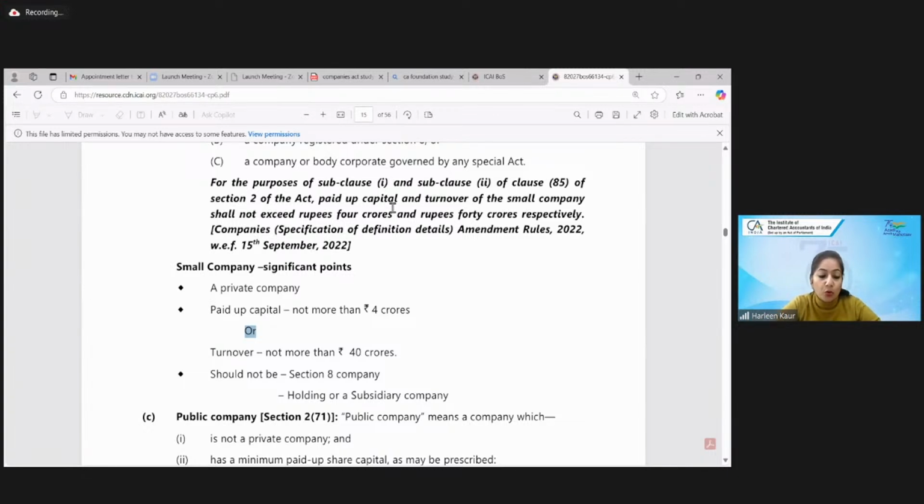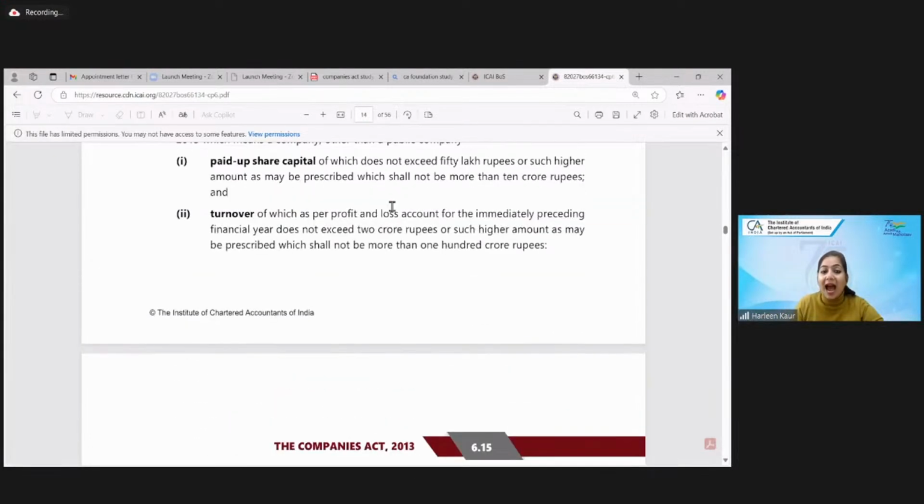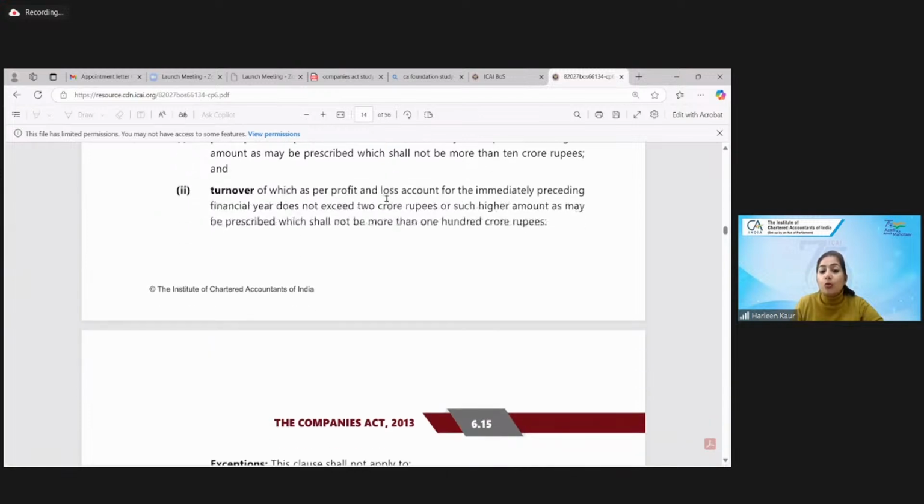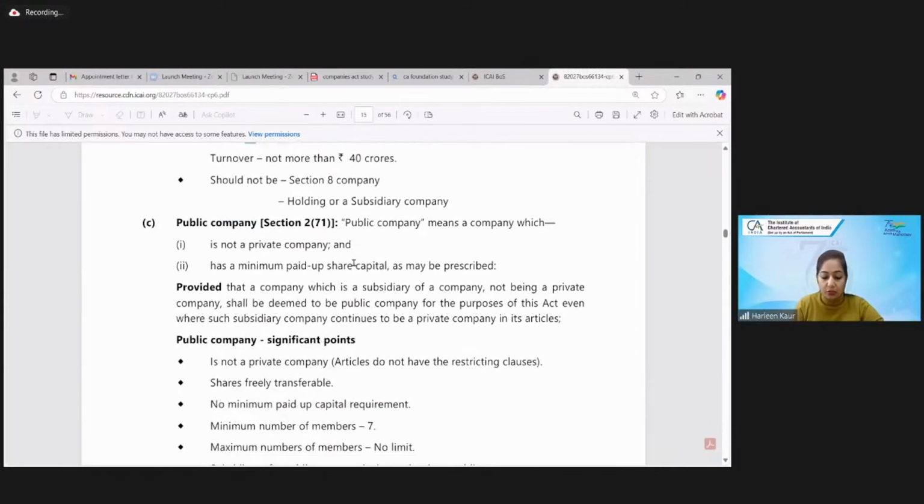Okay, why are you saying no, children? All those who have given the answer no. If your paid up share capital is up till 4 crores or the turnover is not more than 40 crores, then you become a small company. Either of the conditions needs to be met, children. So even if I'm a private company having paid up share capital of 2 crores, if my turnover is more, still I become a small company. It is not the word and, it is the word or which needs to be seen in both these conditions.